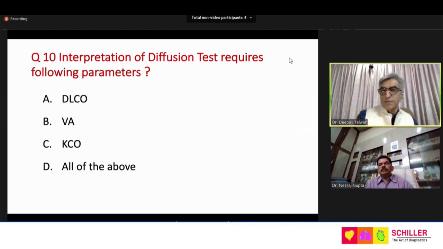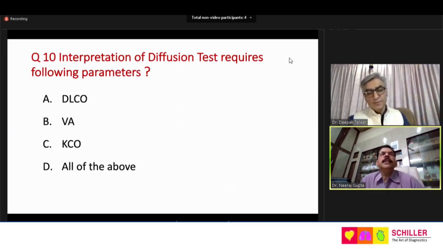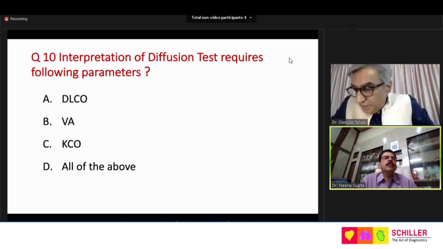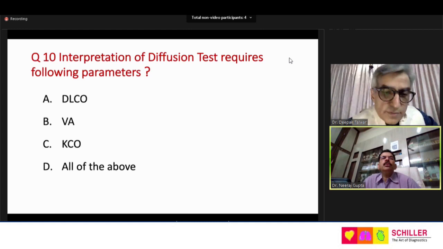That brings us to question number 10, and over to Dr. Neeraj. Yeah. Next question. Interpretation of diffusion test requires the following parameters: DLCO, VA (alveolar volume), KCO, or all of the above.